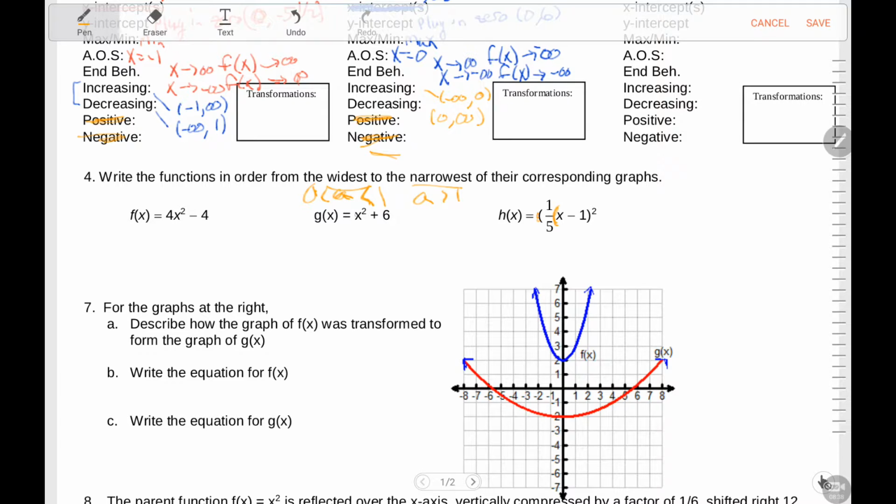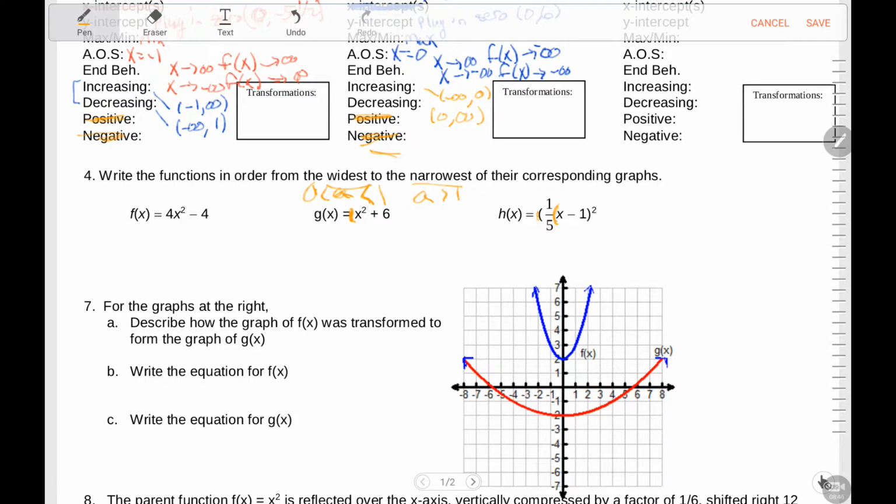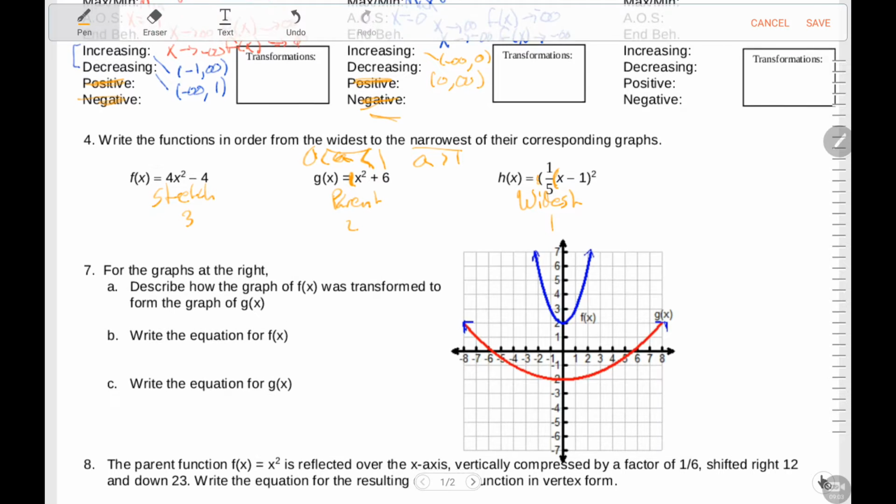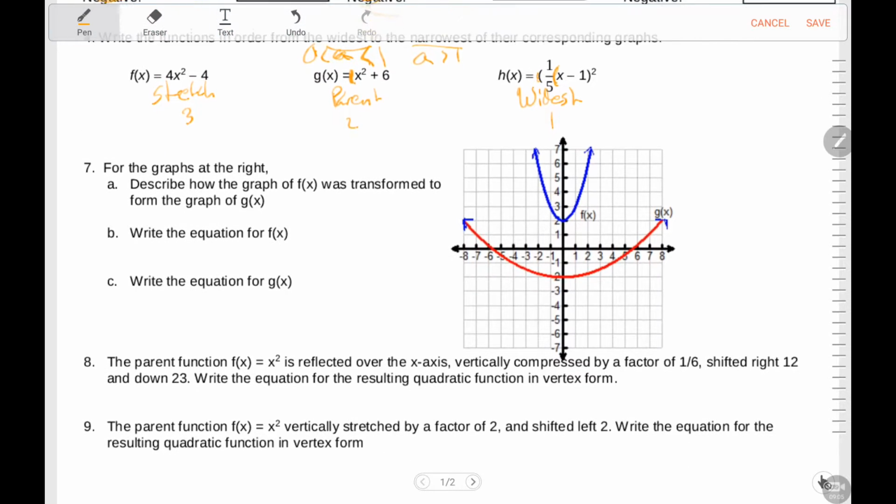So we've got 4 and understood 1 and then 1/5. Since this is 1/5, this is going to be our widest. This is going to have the look of our parent function. And this 4 is going to be really stretched going up. So this is 1, 2, 3. And that's it for those.